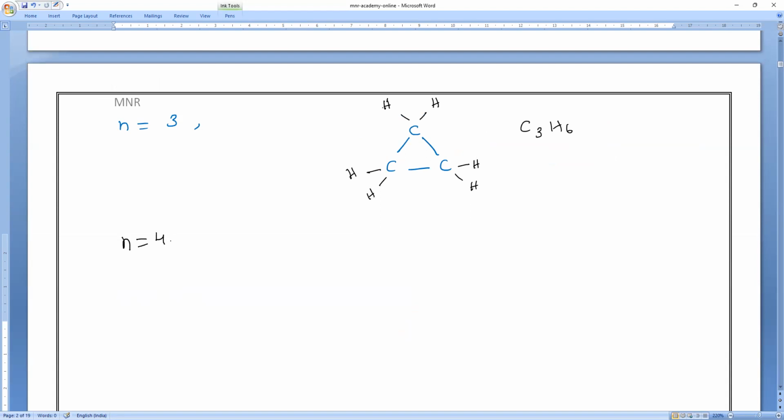Next, n is equal to 4. What is the structure we can form? Anybody? N is equal to 4. A rectangle, or we can form a square. So bond, bond, bond, and bond. Each carbon is again with 2 bonds. So totally how many bonds are remaining?